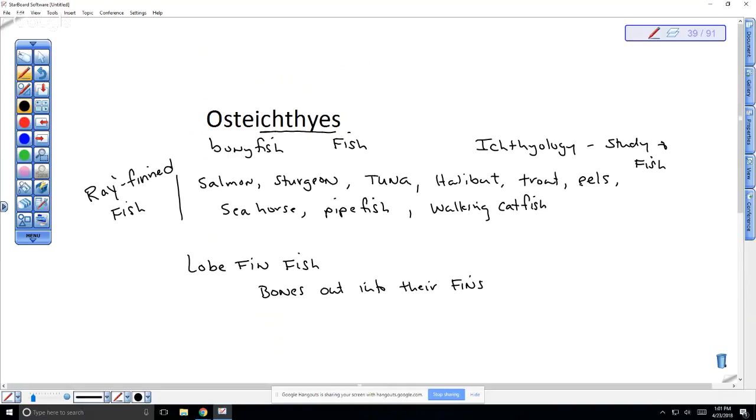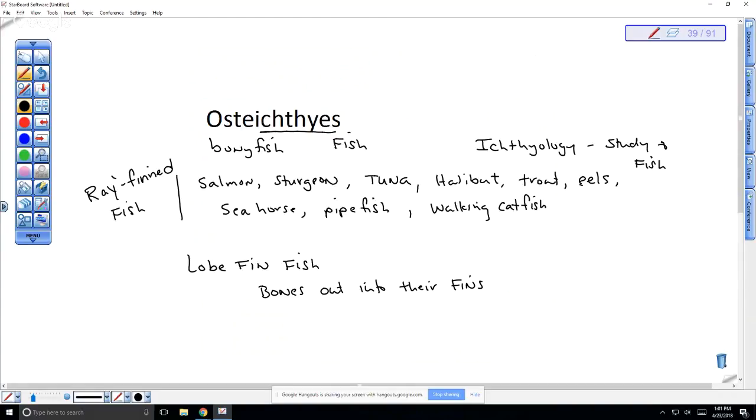And what they're doing is they're just migrating from one stream to another. So they're kind of taking advantage of the torrential downfall to disperse in their environment. But those are not lobe fin fish. They still have ray fins that they can move around with. And all you have to do is Google walking catfish, and there's people that have put tons of YouTube videos about fish walking across their patios and that kind of stuff. Okay.